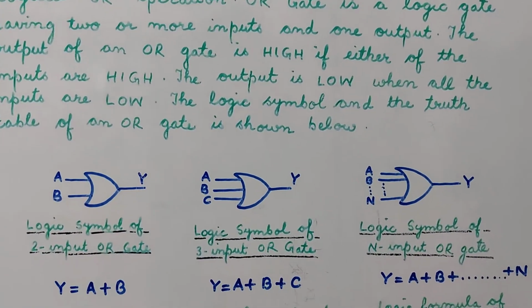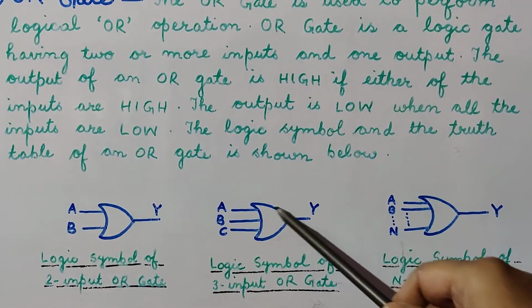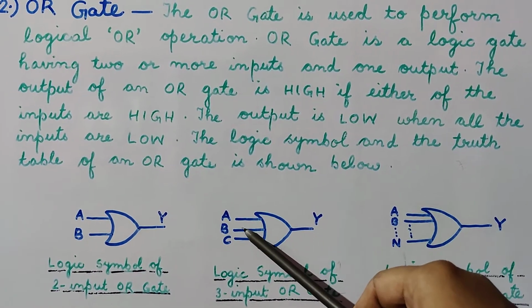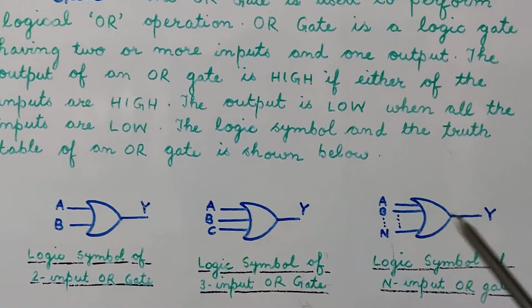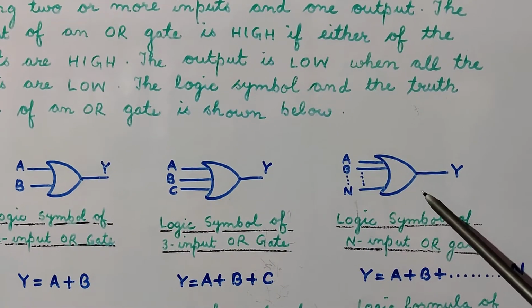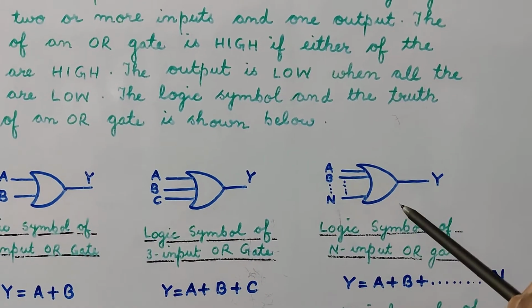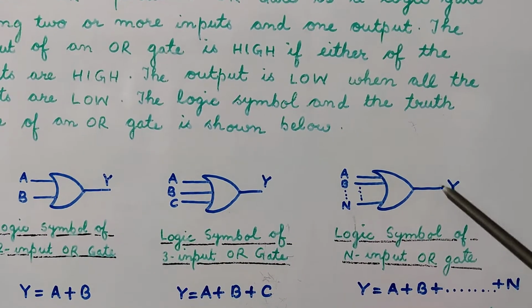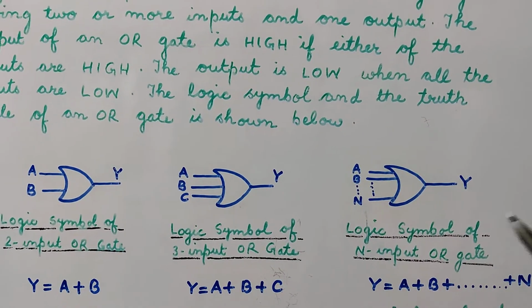Similarly, if we want to draw the logic symbol of a 3 input OR gate, we will draw the symbol of the OR gate and show 3 inputs and 1 output. Similarly, for an n input OR gate, we will show n inputs to this OR gate, and since there is only one output, we show a single output represented by Y. So this gives the logic symbol of the n input OR gate.